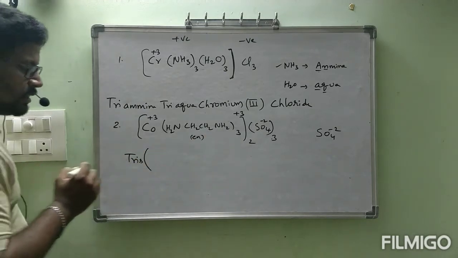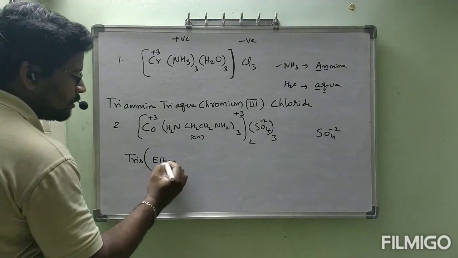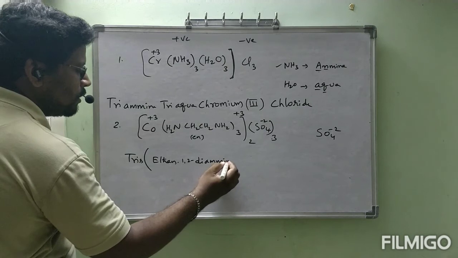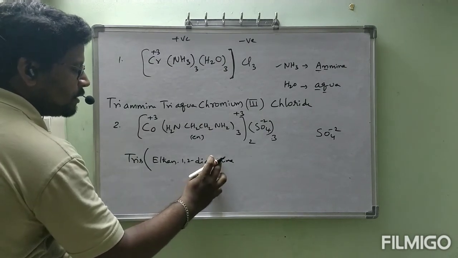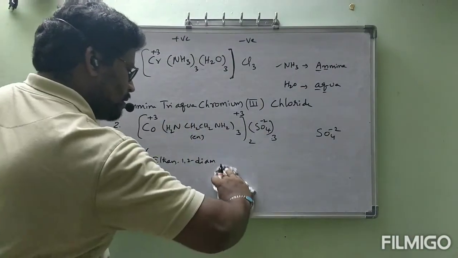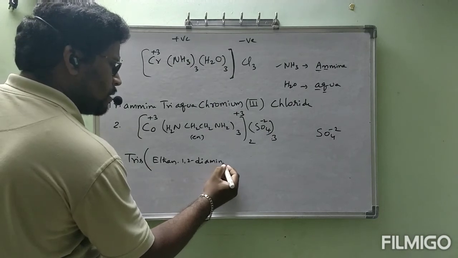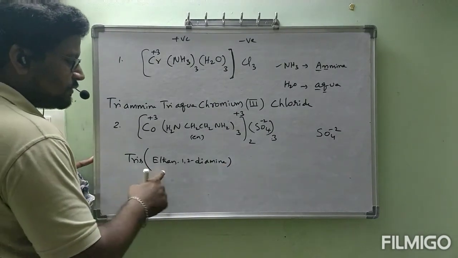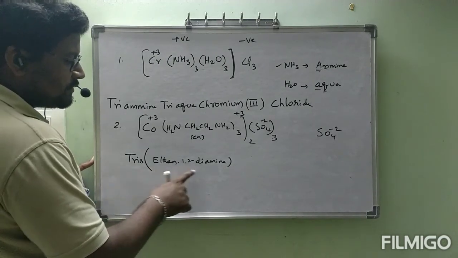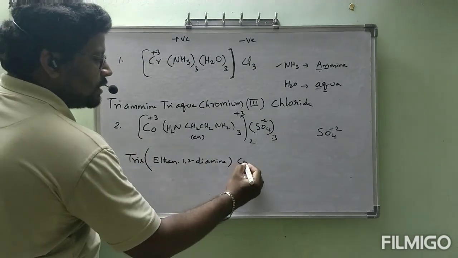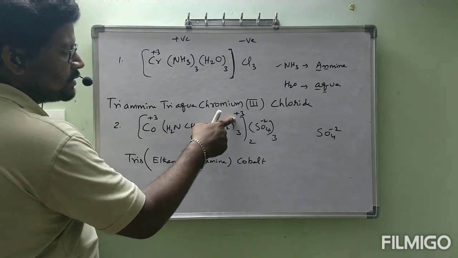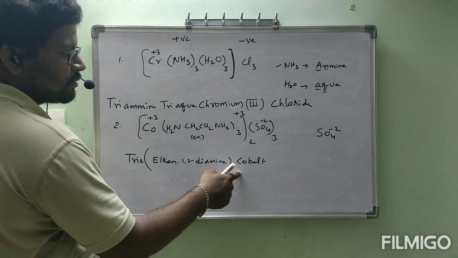Tris bracket, ethane-1,2-diamine. Okay, 3 ethane-1,2-diamine molecules are there. That's why I wrote tris. Tris(ethane-1,2-diamine)cobalt. Why did I write cobalt? Because this metal is present in a positive complex, so it gets the same name as its element name, cobalt.